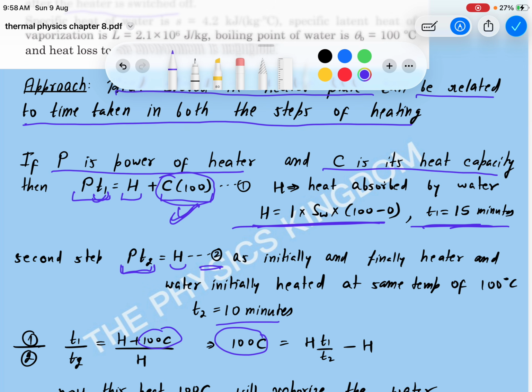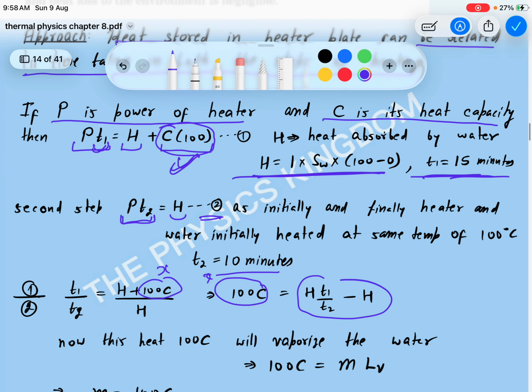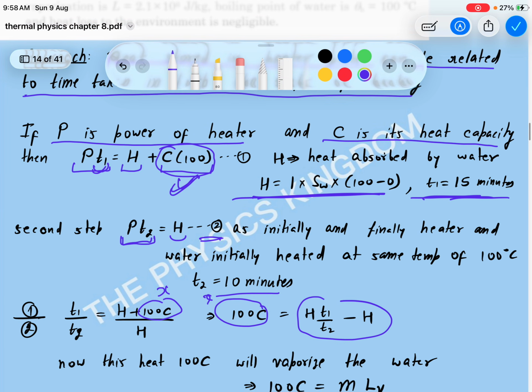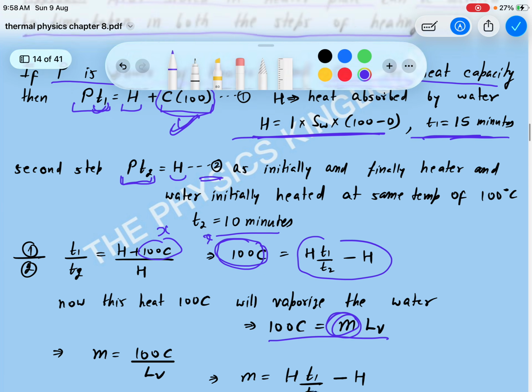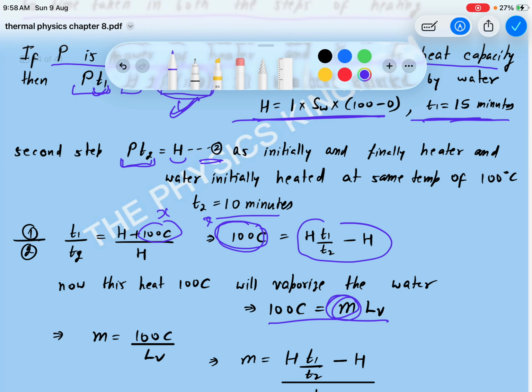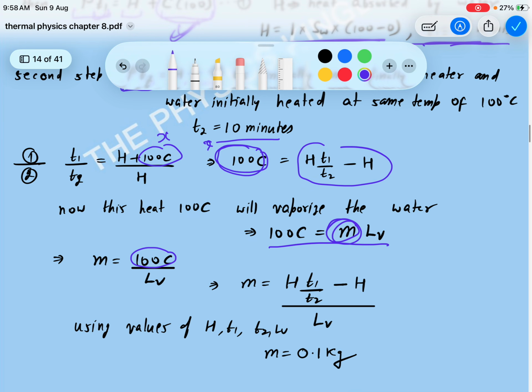If you solve these two equations, this 100C, what I said is some X, the heat taken up by the heater plate, you get as an expression. Now the water is already at boiling point, so whatever heat the heater plate carries will be given to the water for its vaporization, so this M is required. So M is 100C by latent heat of vaporization, or some X divided by latent heat of vaporization. Substituting the values, I am getting 0.1 kg.